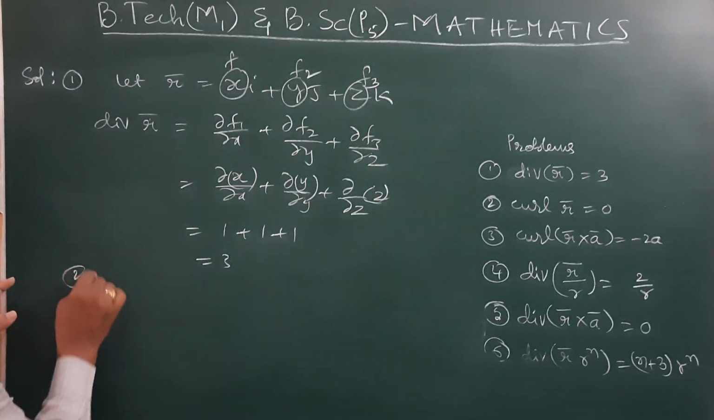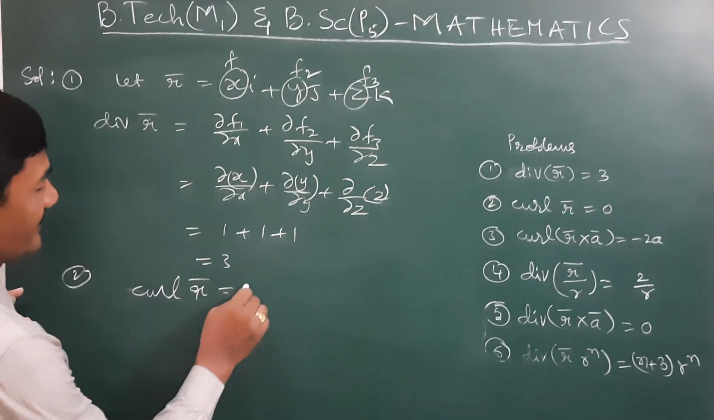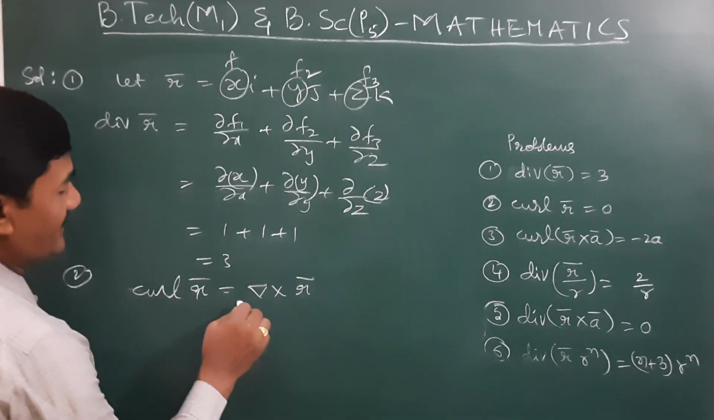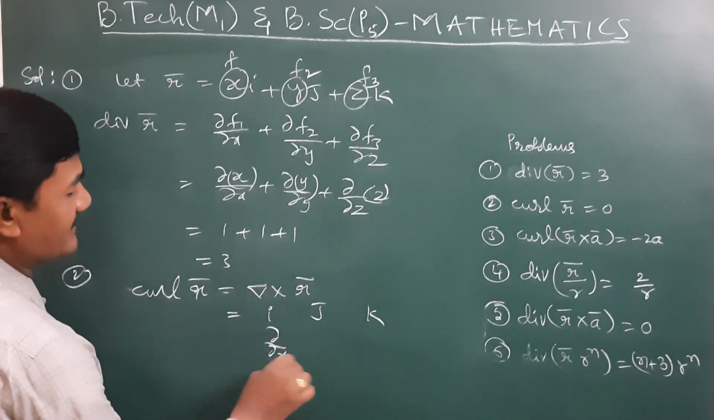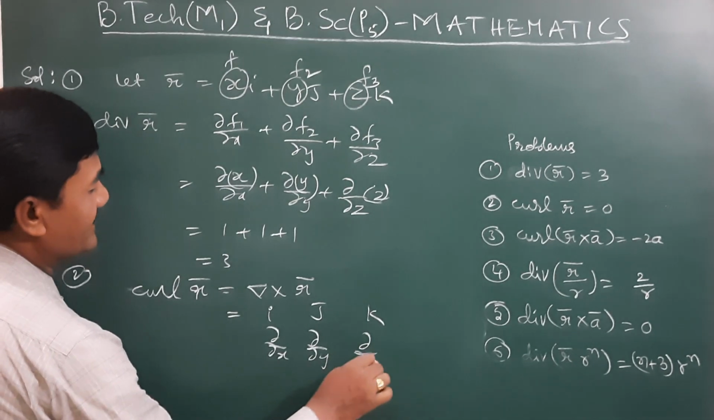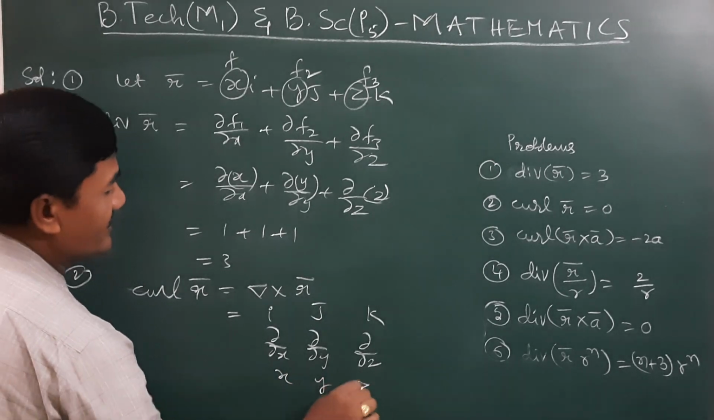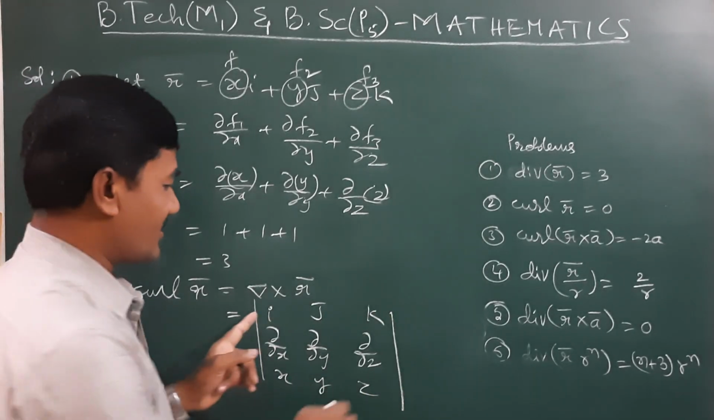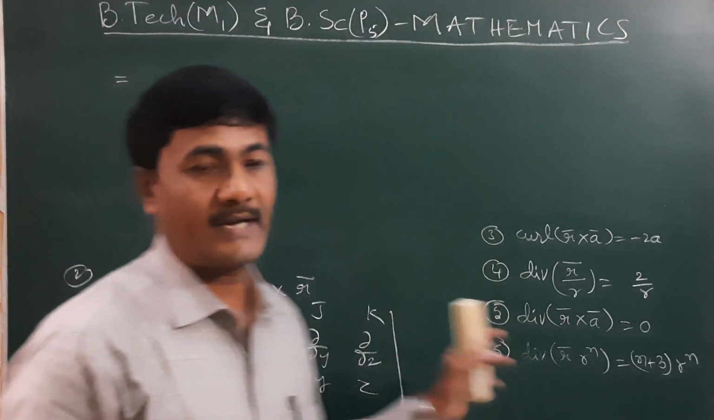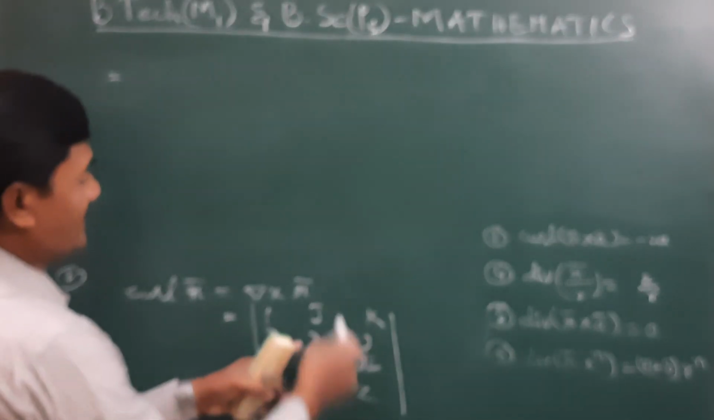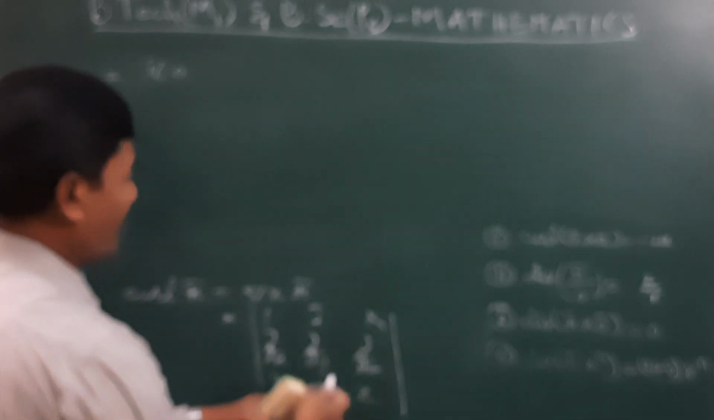And coming to the second one, del cross f, that is curl r bar. Curl r bar is simply known as del cross r bar. This is the determinant of i, j, k, ∂/∂x, ∂/∂y, ∂/∂z. What is r bar? R bar is f1, f2, f3, that is x, y, z. So this is i times the determinant of this one: ∂/∂y of z means 0, ∂/∂z of y means 0.